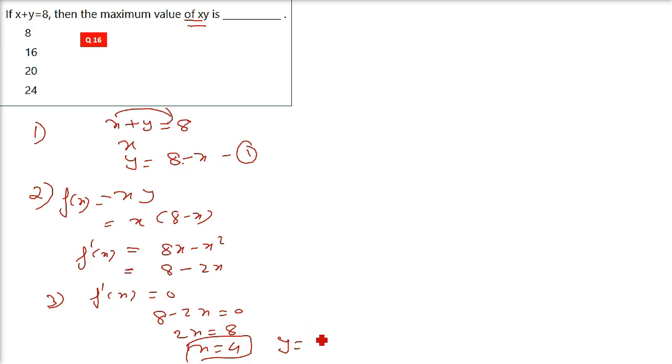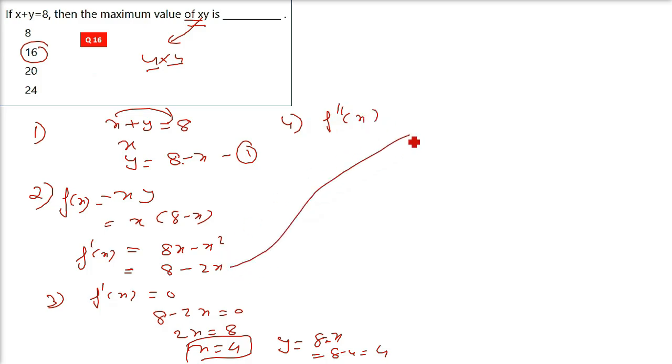Y will be equal to 8 minus x. So now just take this x as 4. Y will be 8 minus 4. Y is 4. X is 4 and y is 4. So this 4 and 4 multiplied, that is, we have to find out the maximum value of x into y. 4 4s are 16.